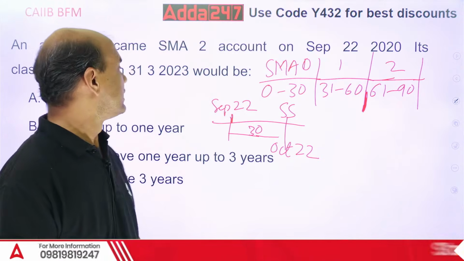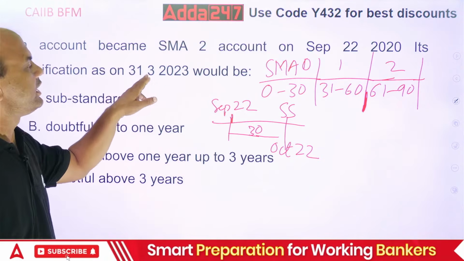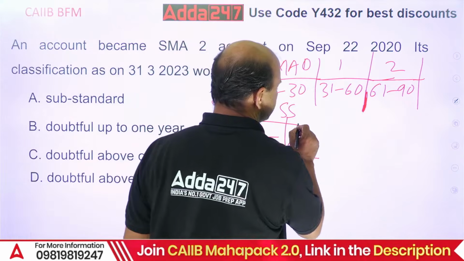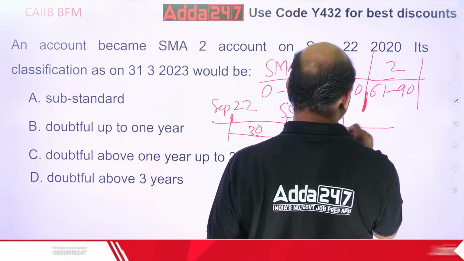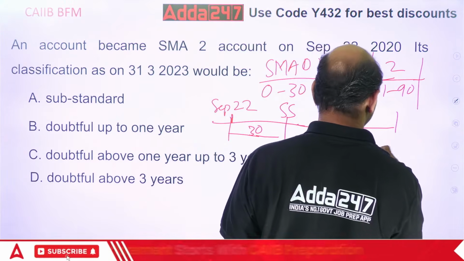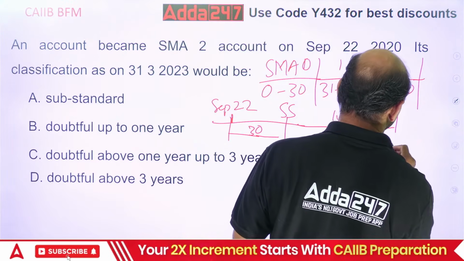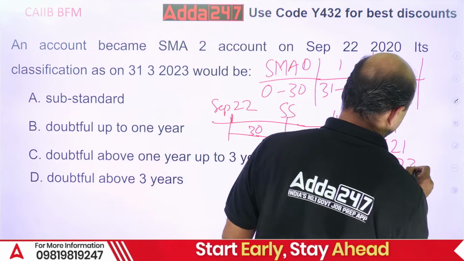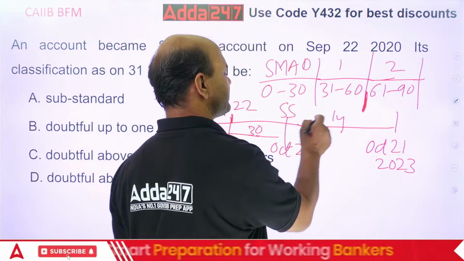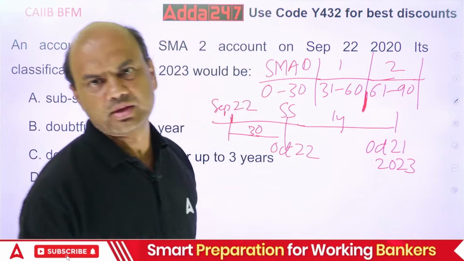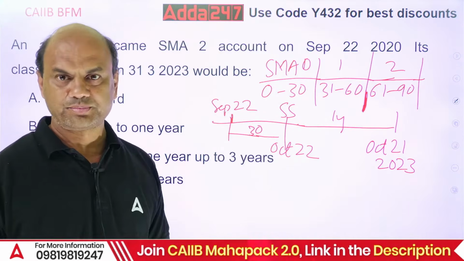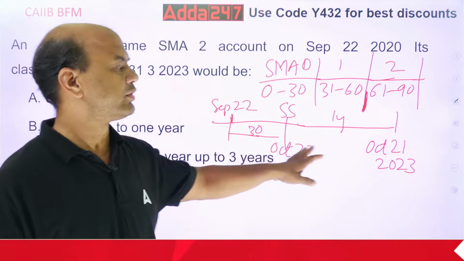Okay. Now what do I want? 31/3/2023. So this will remain in substandard for 1 year. So it will remain up to what? October 21, 2023. Up to this date, it will be in substandard 1 category. Okay. Substandard 1.